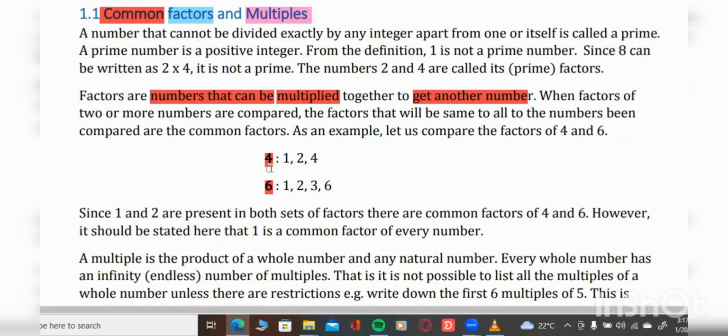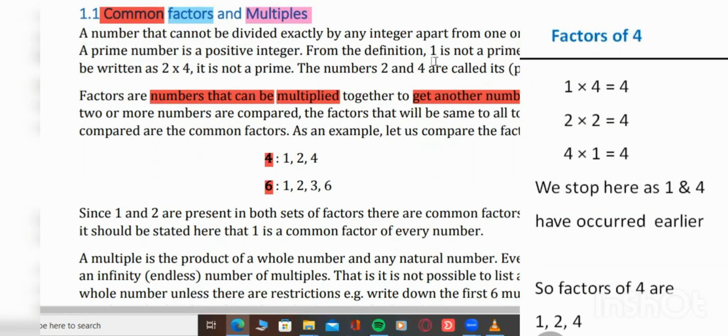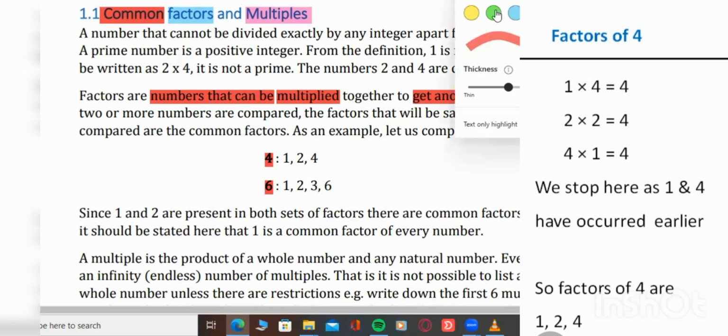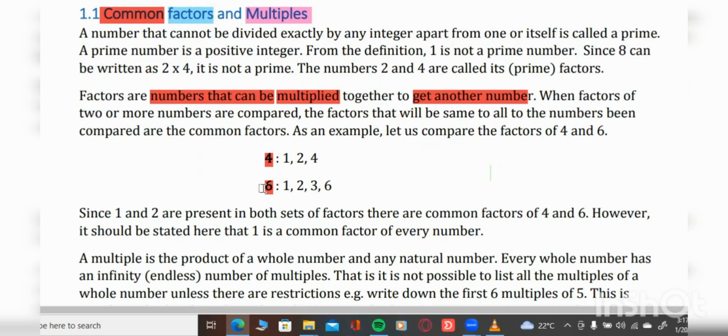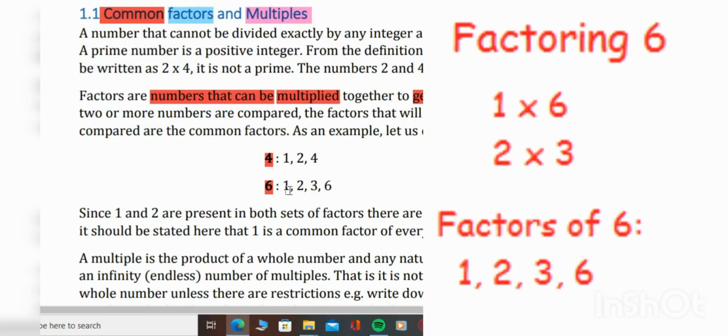What are the numbers that can enter into 4 without leaving a remainder? We have 1 can enter into 4, 2 can enter into 4, and 4 itself can enter into 4. Let's look at the numbers that can enter into 6 without leaving a remainder. We have 1, 2, 3, and 6.